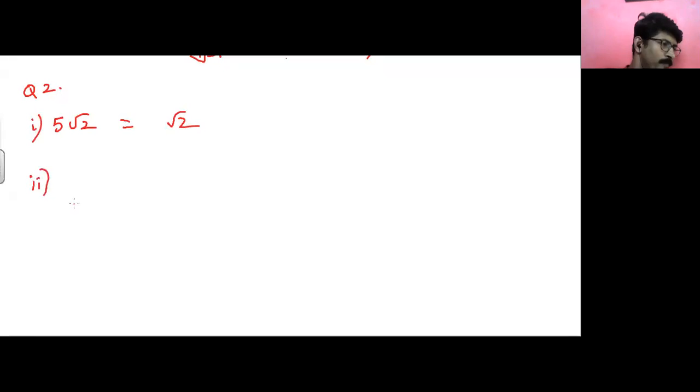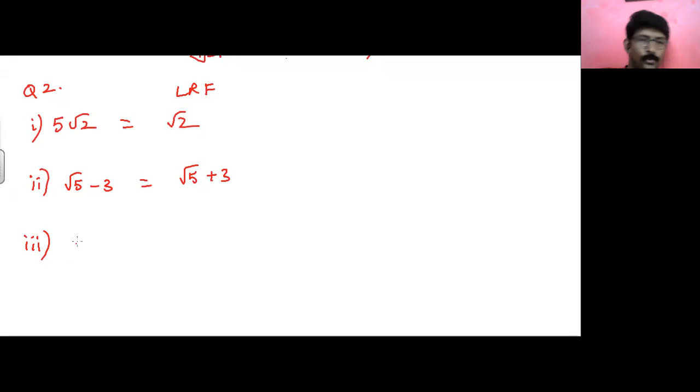Second question, say suppose root 5 minus 3. What is the LRF in this case? Root 5 plus 3. So these are all our LRF, lowest rationalizing factor. Okay, let's take one more example.